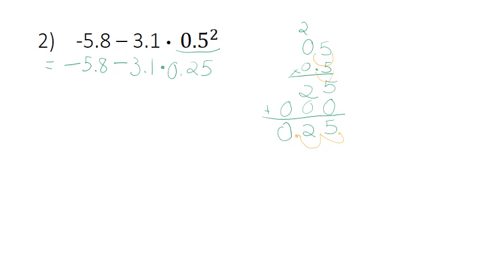All right, for my next operation, I need the next most powerful operation. So we have subtraction or we have multiplication. Well, multiplication is more powerful than subtraction. So my next operation is going to be this one right here. 3.1 times 0.25. Now I'm going to write it this way, but you could write it the other way as well. It's just a little bit easier if we do it this way.